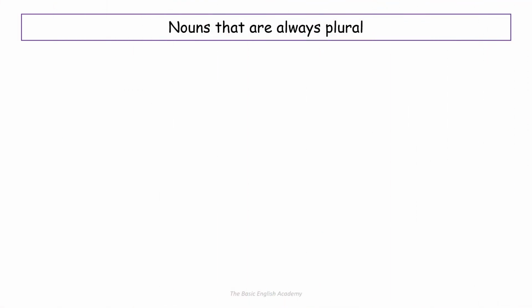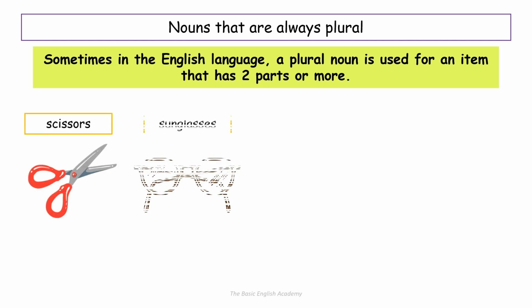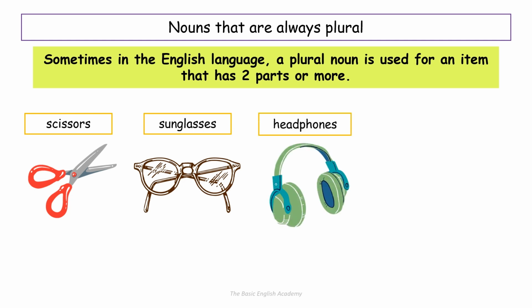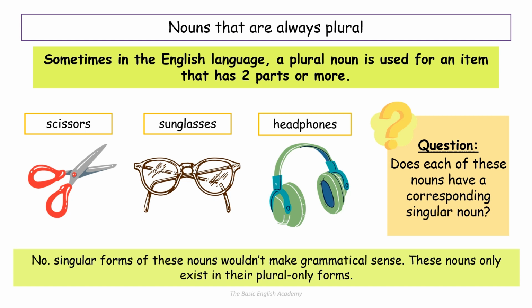In this section, we are going to look at nouns that are always plural. Sometimes in the English language, a plural noun is used for an item that has 2 parts or more. For example, items such as scissors, sunglasses, and headphones. So, a question arises. Does each of these nouns have a corresponding singular form? The answer is no. Singular forms of these nouns wouldn't make grammatical sense, or they would mean something completely different from what the noun means.